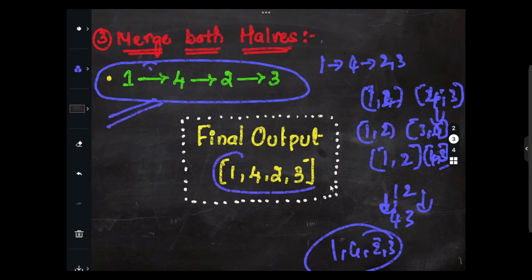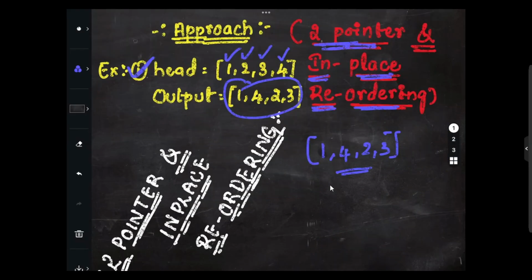The final output here is within the list, 1 comma 4 comma 2 comma 3. So this is equivalent to the output that they have given for example 1 of the question, 1 4 2 3. So the output that we have got matches the given output for example 1. So the approach works absolutely correct, our approach is completely correct, right?